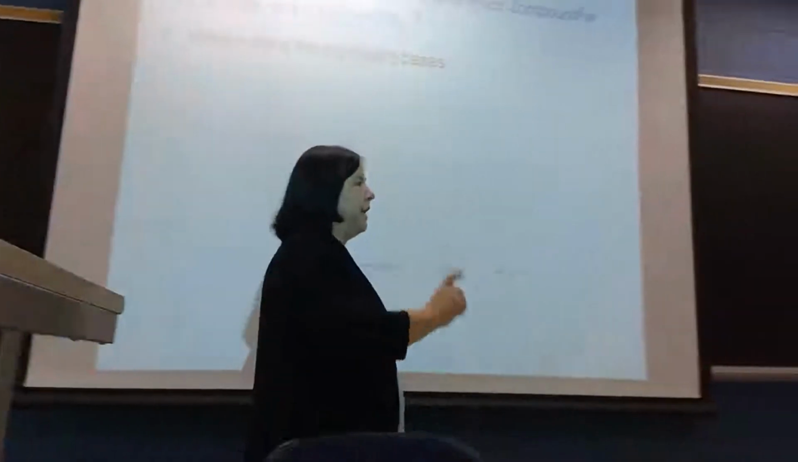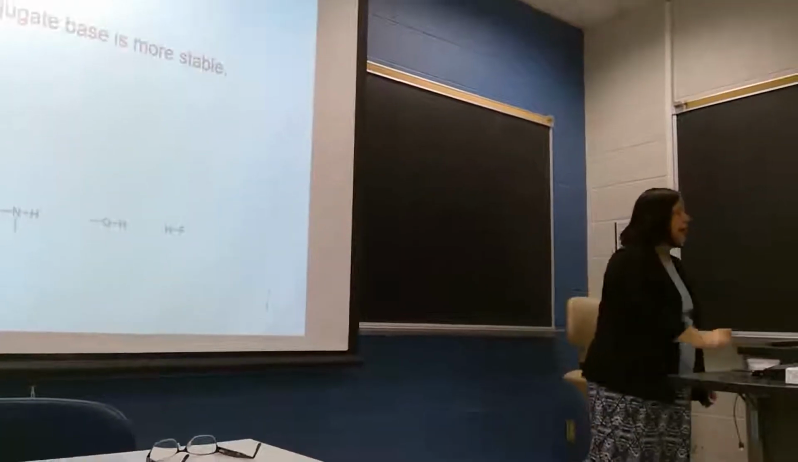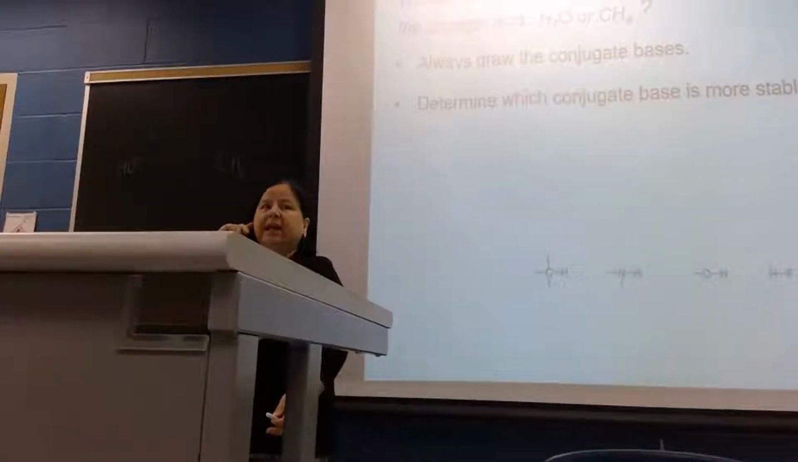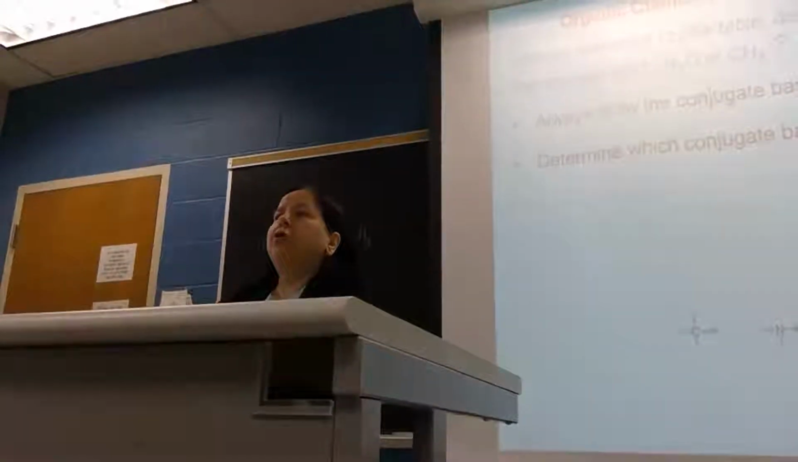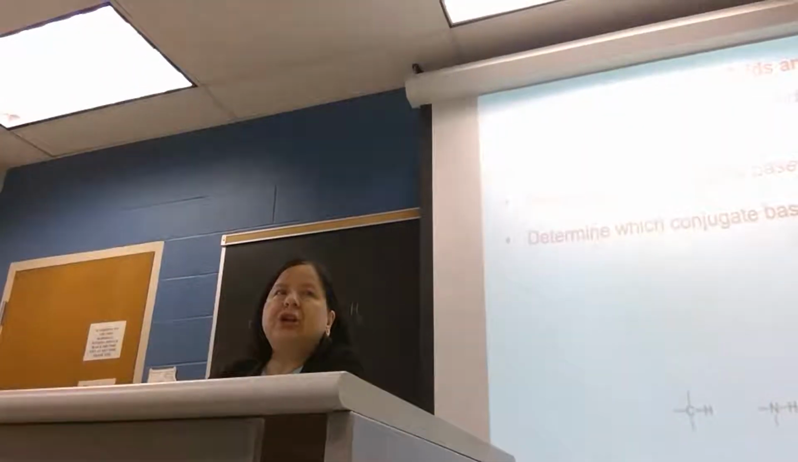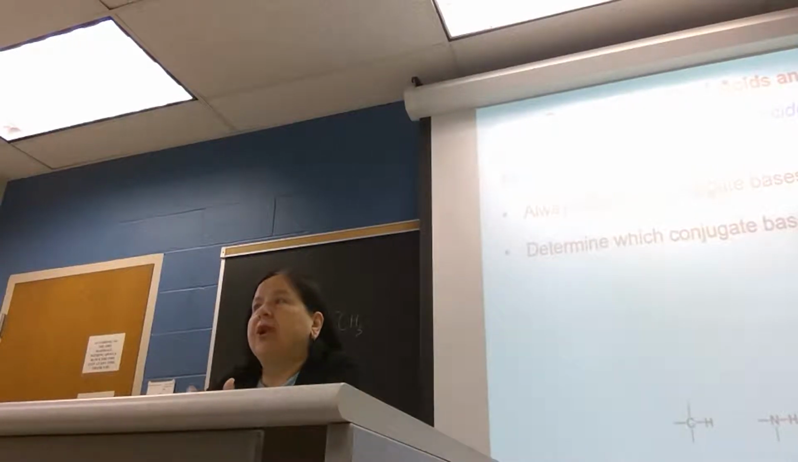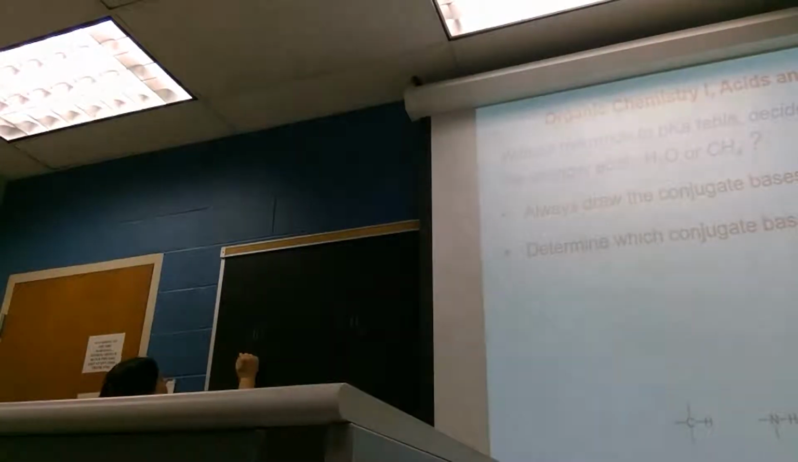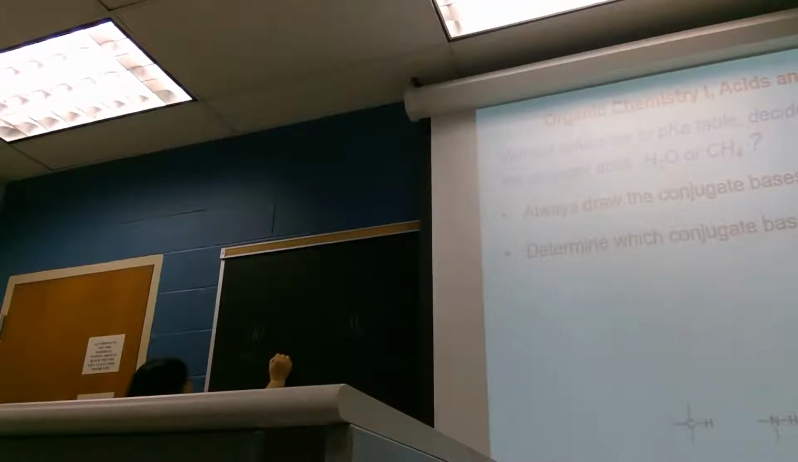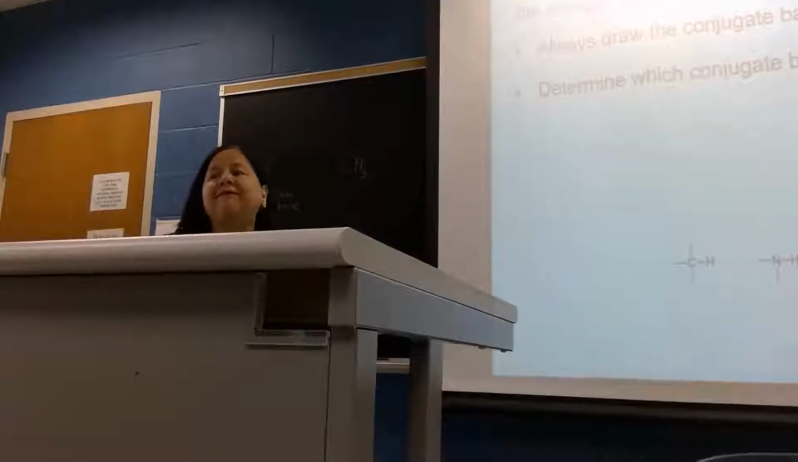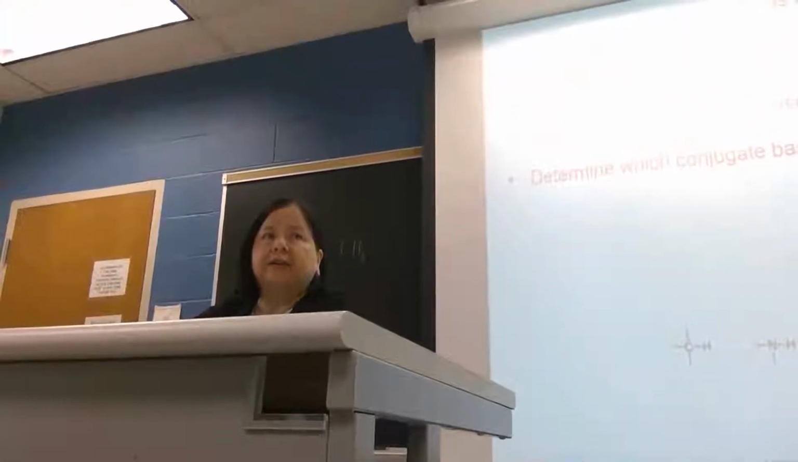Then the second step is to decide which conjugate base is more stable. So which of these two is the more stable conjugate base? You have to look at what's the difference: negative charge on oxygen or negative charge on carbon? Which is more stable, to have negative charge on oxygen or negative charge on carbon? Oxygen gives the more stable conjugate base, because it is more stable to have negative charge on the more electronegative atom.